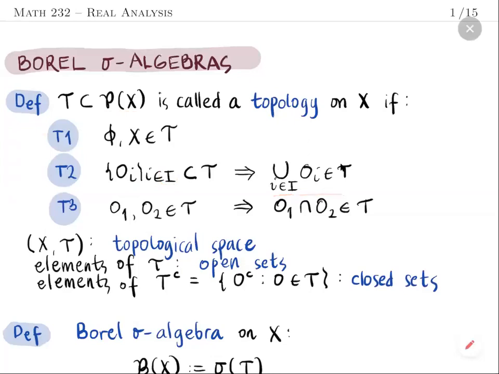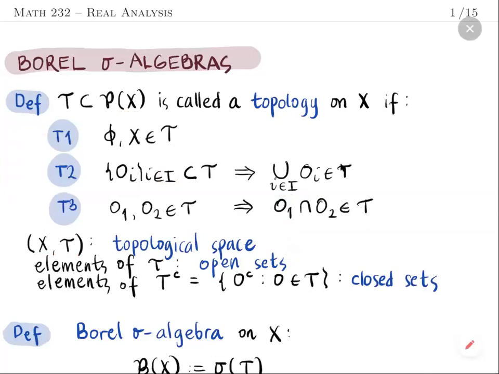And finally, it must be closed under finite intersections. So if you take two elements in T, then the intersection must be also in T. And of course, by induction, T3 can be extended to any finite number of elements in the collection T. So if your collection satisfies these three properties, then we call it a topology on X. And the pair X with the topology T on X will be called a topological space. Now, if the topology T is clear in the context, or we know that there's a topology defined on X, then we simply refer to X as the topological space for simplicity.